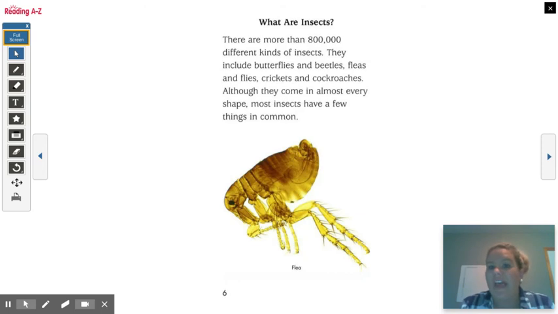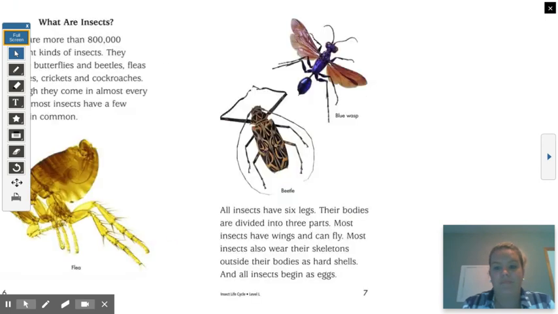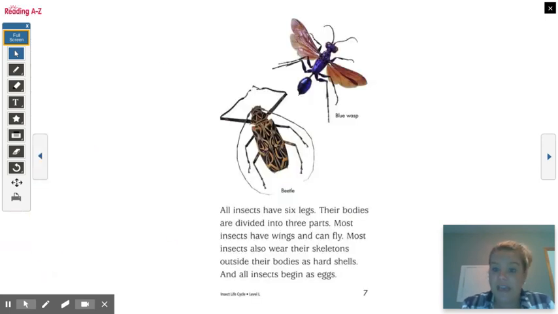There are more than 800,000 different kinds of insects. They include butterflies and beetles, fleas and flies, crickets and cockroaches. Although they come in almost every shape, most insects have a few things in common. All insects have 6 legs. Their bodies are divided into 3 parts. Most insects have wings and can fly. Most insects wear their skeleton on the outside of their body as a hard shell. And all insects begin as eggs.